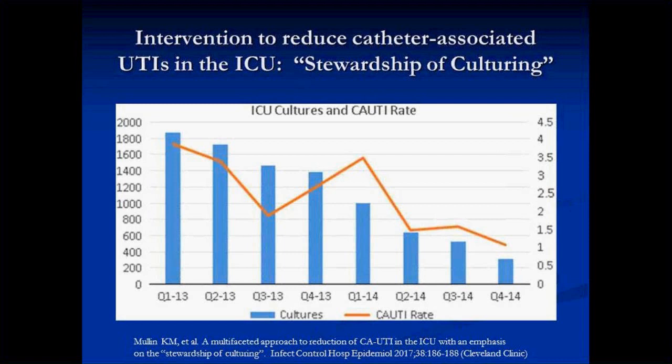So instead of when you have a fever in the ICU, you can send blood cultures, you can do other workup, but you're not going to automatically send a urine culture. And so the blue bars there show urine cultures. And as you can see, they dramatically reduced the number of urine cultures that they were sending from the ICU. And with that, the orange line shows the rates of infections. They saw a dramatic reduction in catheter-associated urinary tract infections, and without any real evidence of harm to patients. And other people are doing similar things even for central line-associated bloodstream infections.